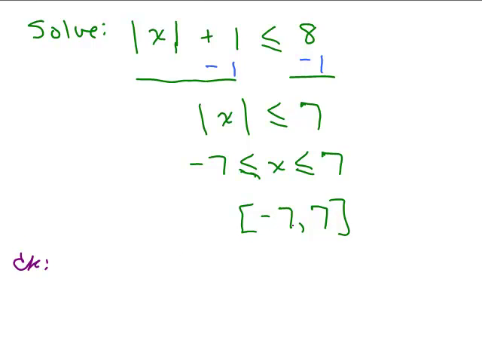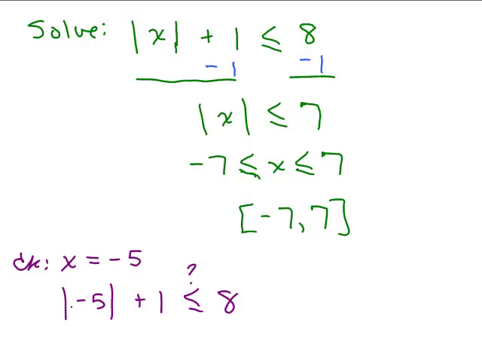Pick a number between -7 and 7. How about checking what happens when you try -5? Does it make this original inequality true? So if you put in -5 for x into the original problem here, the question is, is that a true statement? Okay, that's all you're asking. You certainly can't check every number.